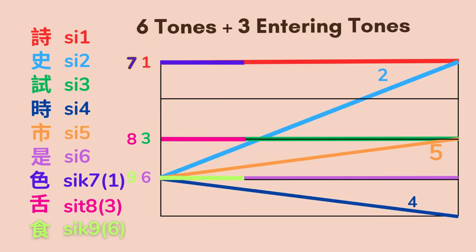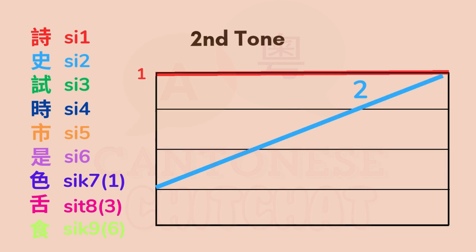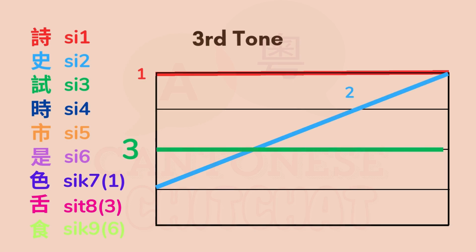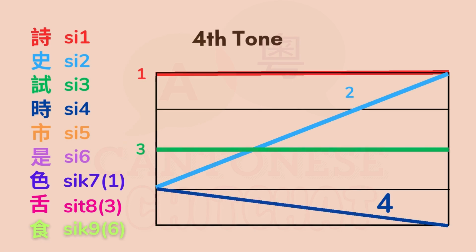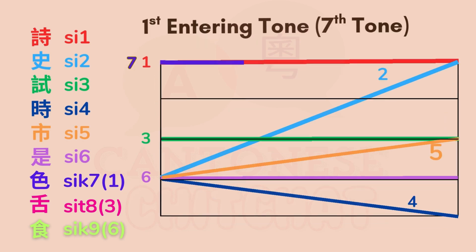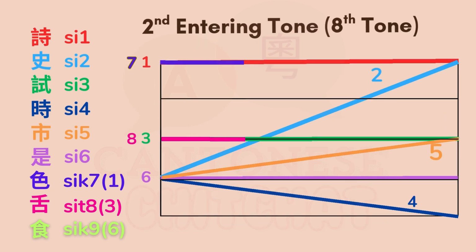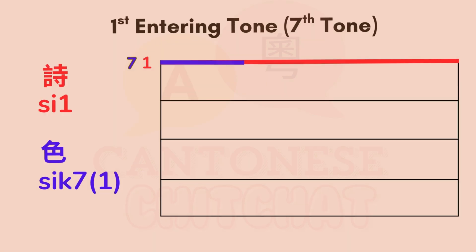Let's review the 6 basic tones and add the 3 entering tones at the end. C, C, C, C, C, C, sick, seat, sick. Let's look at an example of how the ending and tone changes meaning.